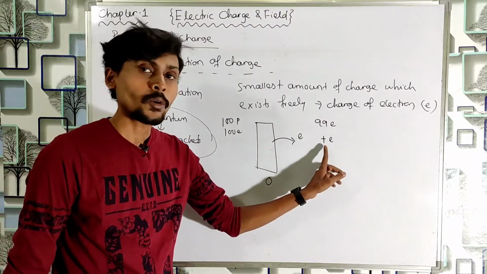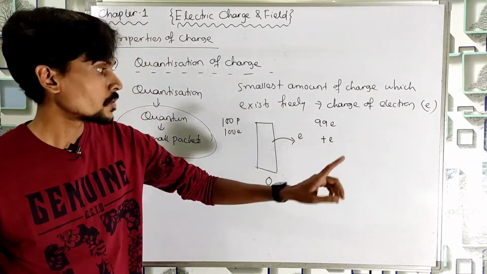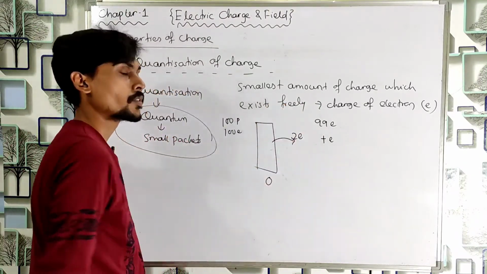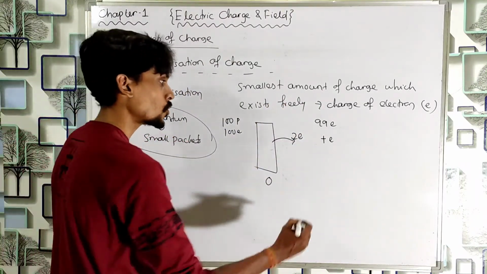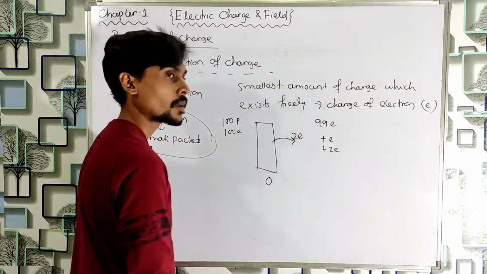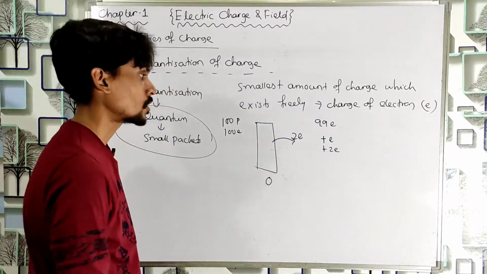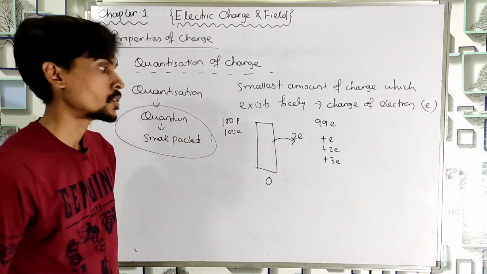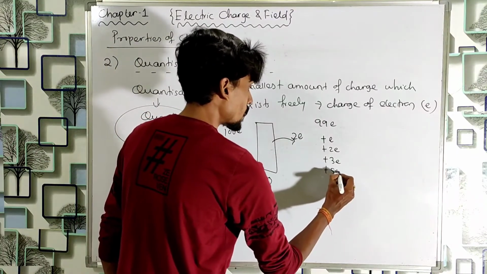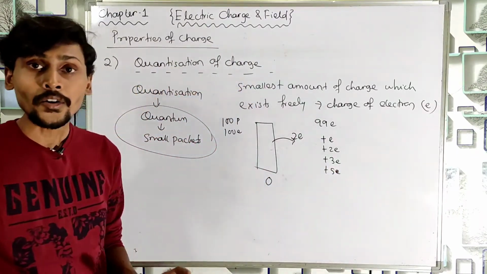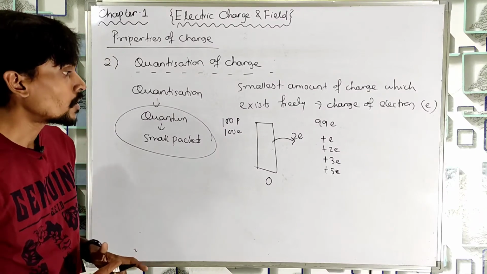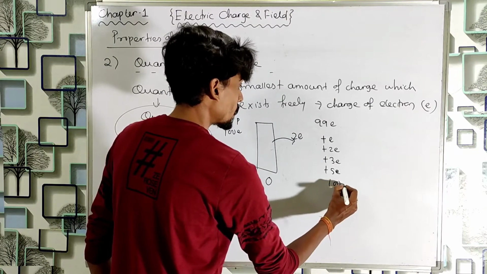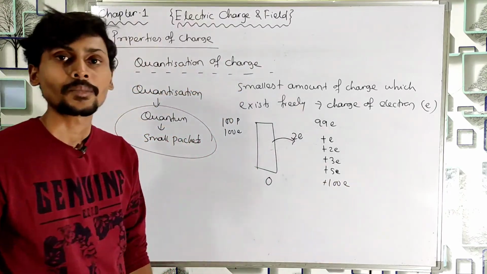The body will acquire a positive charge. And what is the charge? Plus E. If you remove two electrons, the charge will be plus 2E. If you remove 3 electrons, the charge will be plus 3E. If you remove 5 electrons, the charge will be plus 5E. If you remove 100 electrons from this body, the charge will be plus 100E.